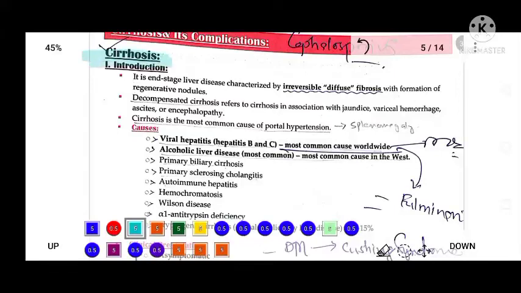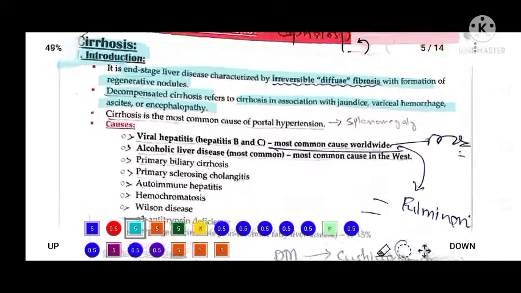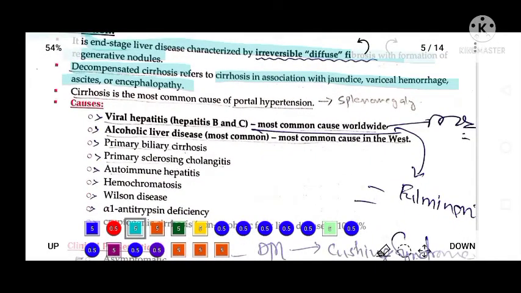Okay, welcome everyone. So now we are going to look at the dangerous disease named cirrhosis. Cirrhosis is an end-stage liver disease characterized by irreversible diffuse fibrosis with formation of regenerative nodules. Decompensated cirrhosis refers to cirrhosis associated with jaundice, variceal hemorrhage, ascites, and encephalopathy. So these are the complications which occur in decompensated cirrhosis.